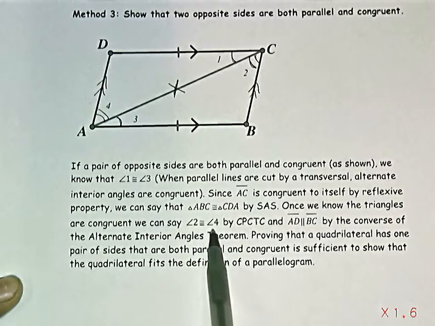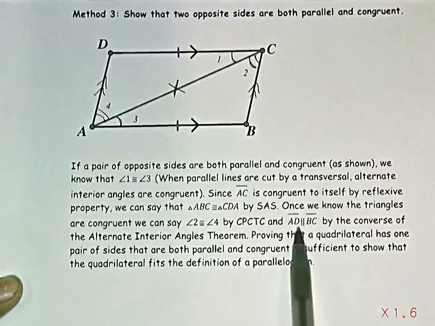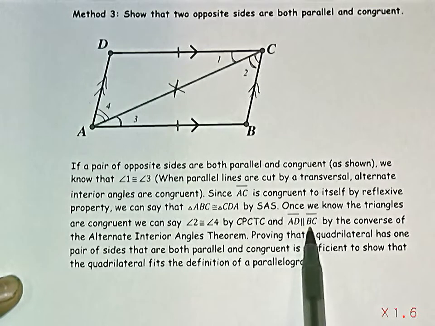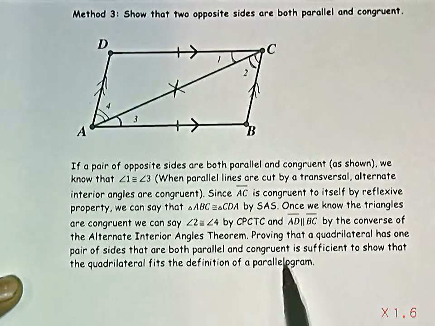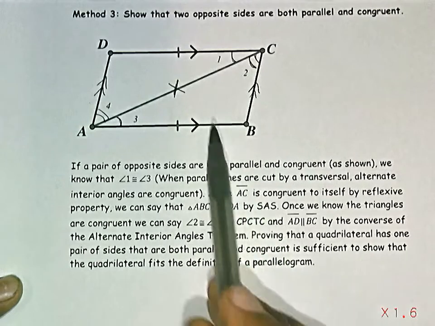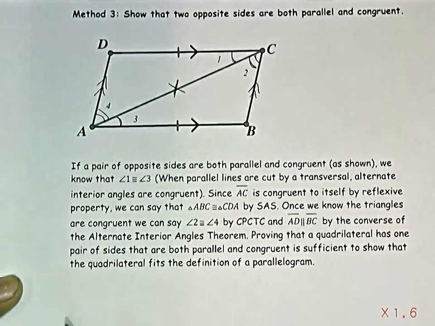So now it makes sense to us when we read, because angle 2 and angle 4 are congruent, segment AD is parallel to segment BC by the converse of the alternate interior angles theorem. Okay, moving on, proving that a quadrilateral has one pair of sides that are both parallel and congruent. Okay, just remind ourselves those were the initial conditions. Is sufficient to show that the quadrilateral fits the definition of parallelogram.